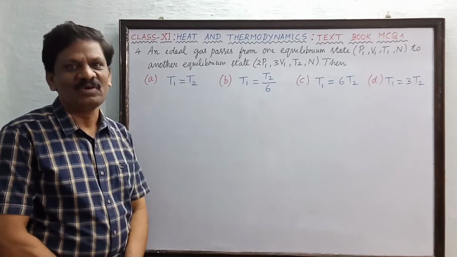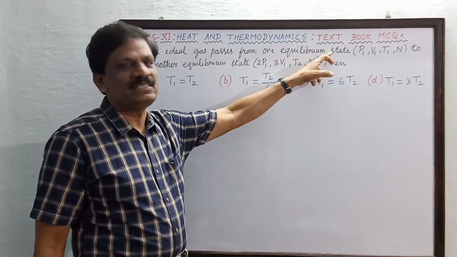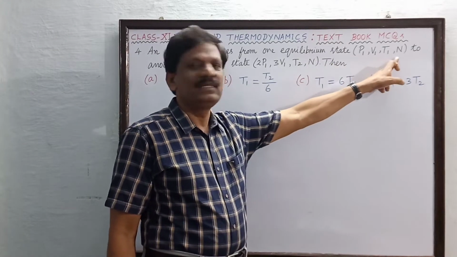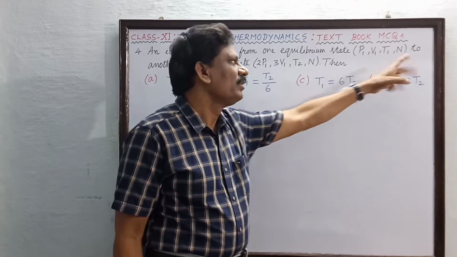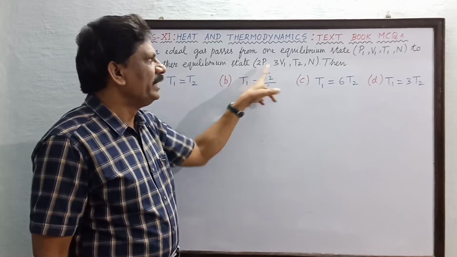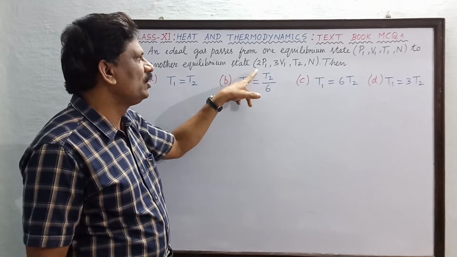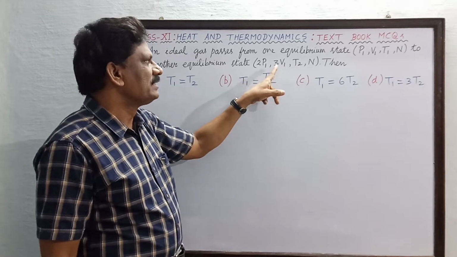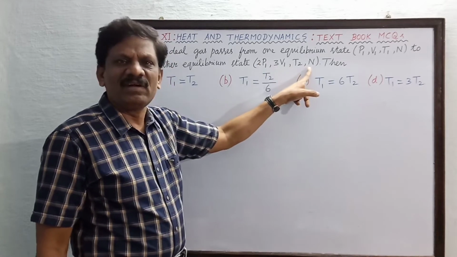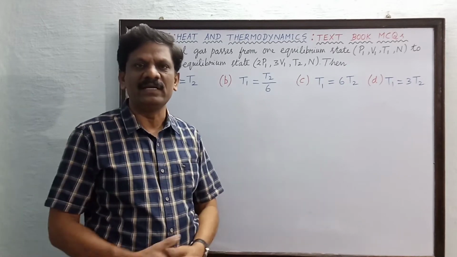Problem number 4. An ideal gas passes from one equilibrium state with coordinates P1, V1, T1 and N, the number of molecules, to another equilibrium state P2, V2, T2 and N. Instead of pressure P2, they have given twice P1. Instead of V2, they have given thrice V1 for the same number of molecules N. Then we have to find the relationship between the temperatures T1 and T2.